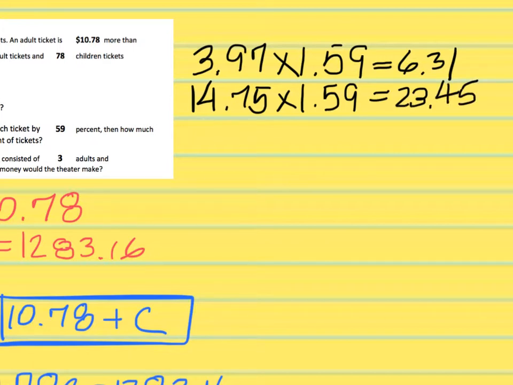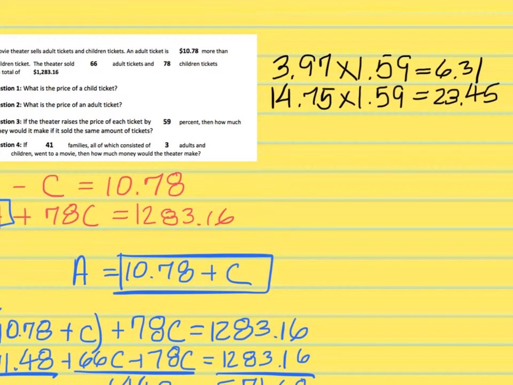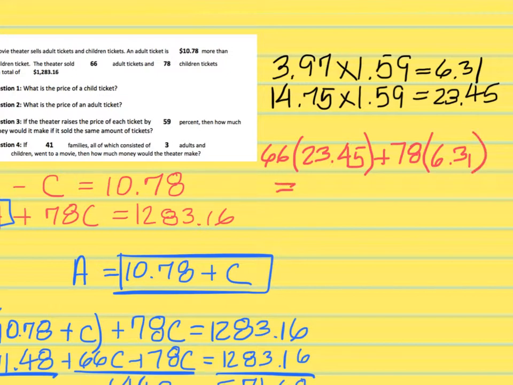So if you sold the same amount of tickets, for the adult tickets 66, and multiply that by 23.45, and then for the children tickets 78 times 6.31, we'll get this answer: 66 times 23.45, and then plus 78 times 6.31 should be 2,039.88. And Samson had that answer.